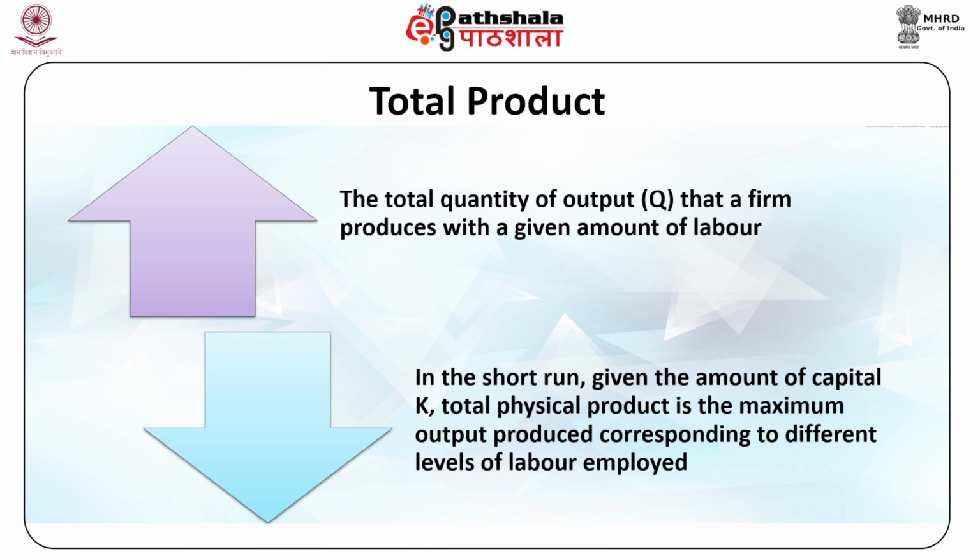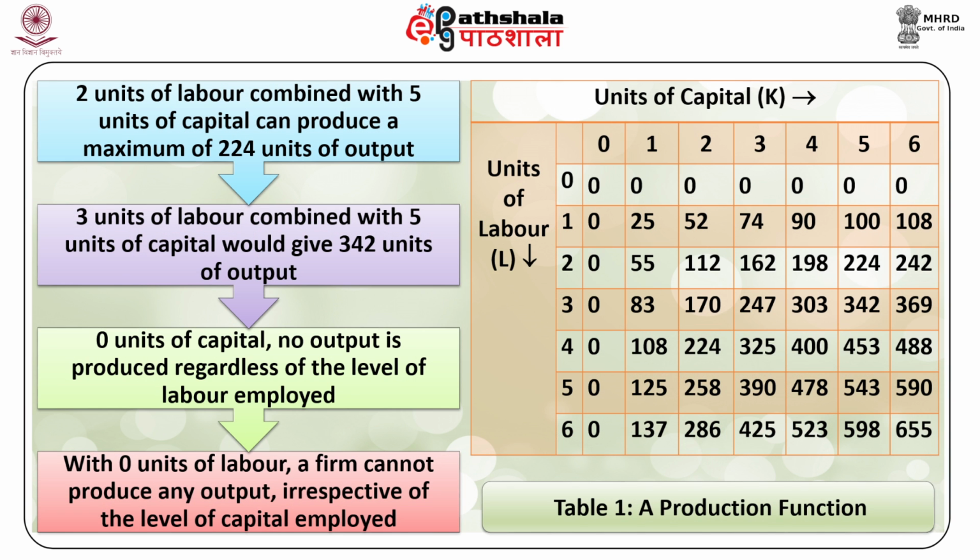Total physical product or total product TP is defined as the total quantity of output Q that a firm produces with a given amount of labor. In the short run, given the amount of capital K, total physical product is the maximum output produced corresponding to different levels of labor employed. From table 1, we can see 2 units of labor combined with 5 units of capital can produce a maximum of 224 units of output.